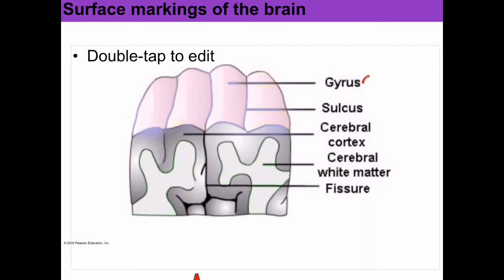The gyri and the sulci. So a gyrus is like the hilltop, right? And then a sulcus is like the sunken ridge, right? And then there are some sulci that go really low, and when they really start doing that deep dive, we call those fissures. Okay, some more things to think about.